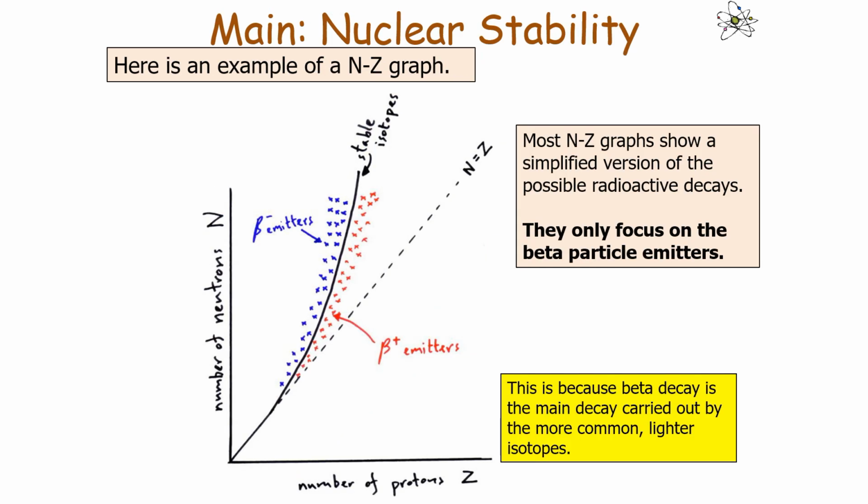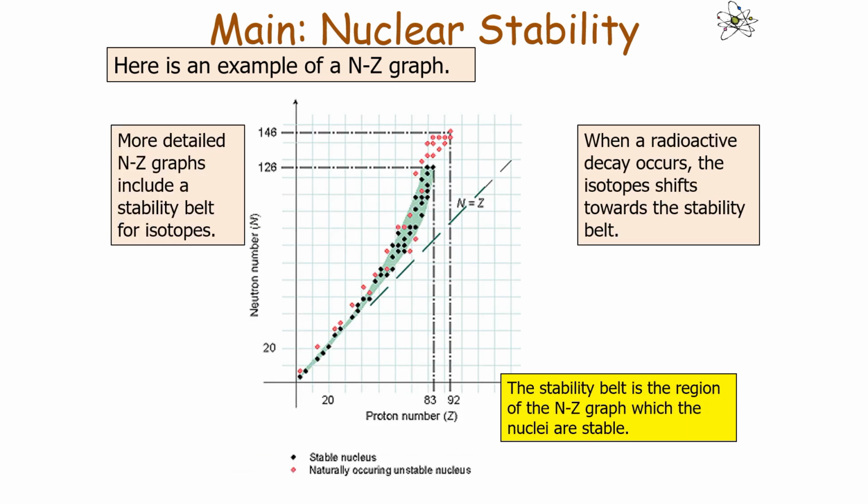So here's an example of the NZ graph. Now, most NZ graphs show a simplified version of possible radioactive decays, and they tend to focus on the beta particle emitters. This is because beta decay is the main decay carried out by the more common lighter elements. Now, a more detailed NZ graph will show the stability belt for the isotopes, and that when a radioactive decay occurs, the isotopes shift towards the stability belt.